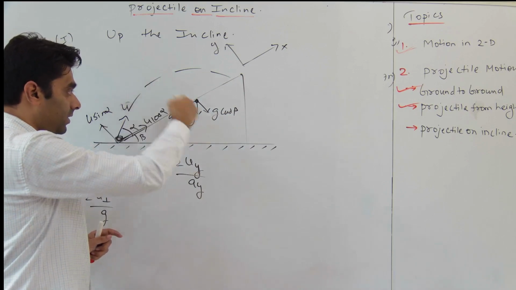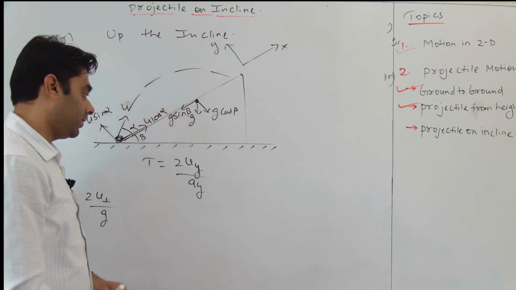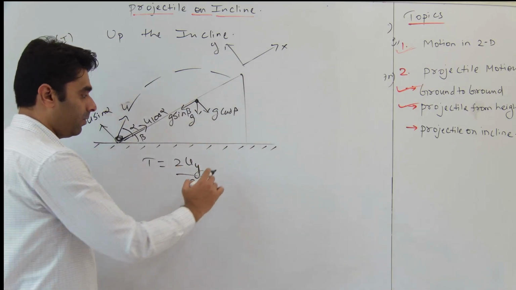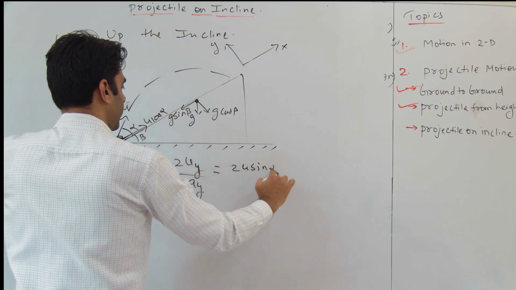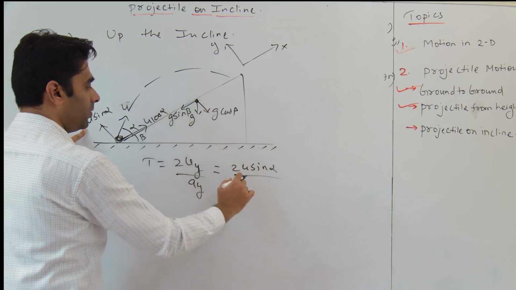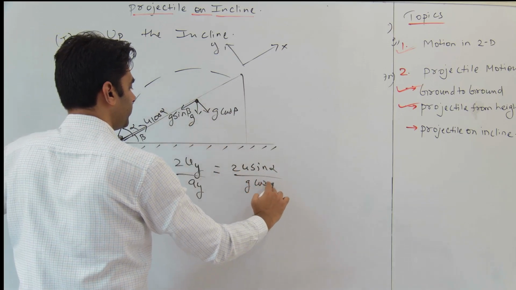But over here acceleration is considered for the y direction. So 2uy by ay, what can we write? uy is u sin alpha, so it is 2u sin alpha by ay. The ay value is g cos beta.